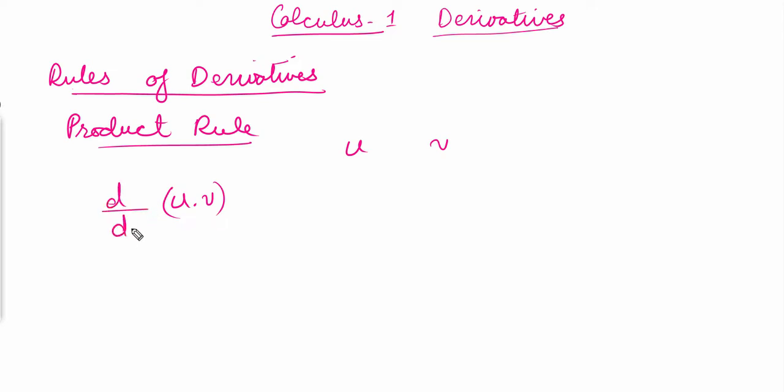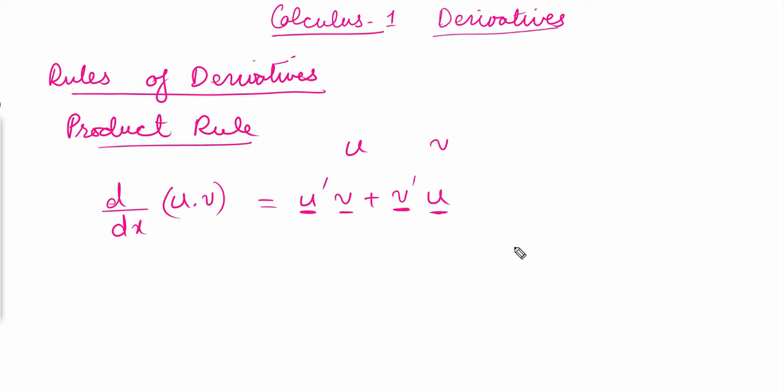two functions. So the derivative of these two functions with respect to x will be equal to u dash v plus v dash u, which means the derivative of the first function times the second function plus the derivative of the second function times the first function. So this rule is called the product rule.